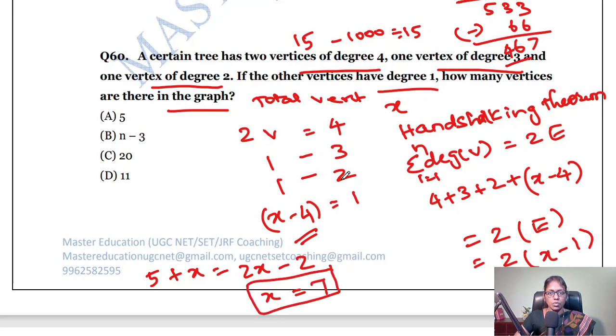So x is what I consider total vertices. How many vertices are there in the graph? So 7 vertices. See, they can also ask what is the remaining vertices also. So there are totally 7 vertices. So the remaining vertices are 2, 3, 4. At that time it will be 3, so be very careful in this. They may ask how many total vertices are there, or they can also ask how many remaining vertices are there. So remember this.